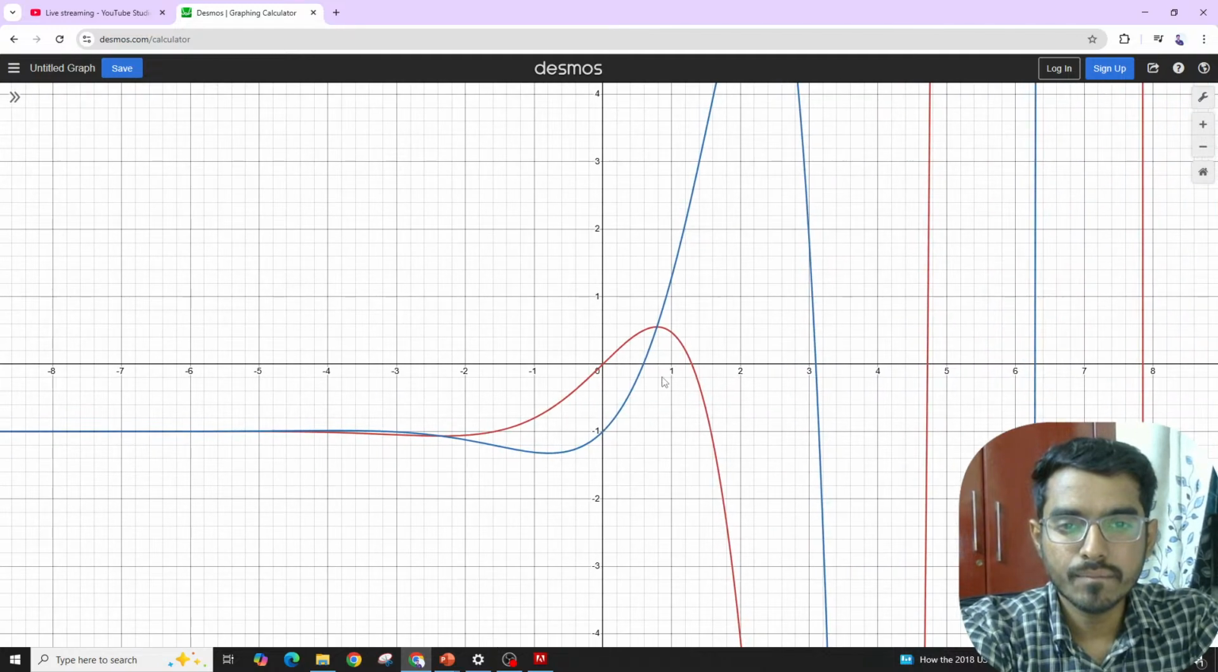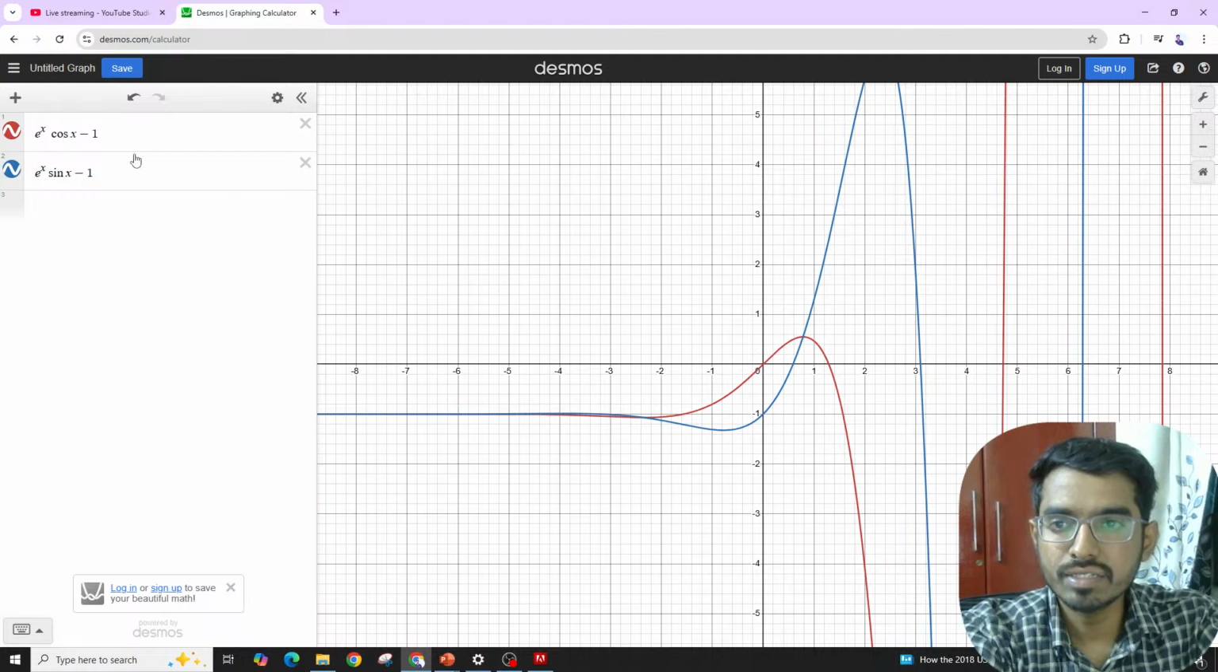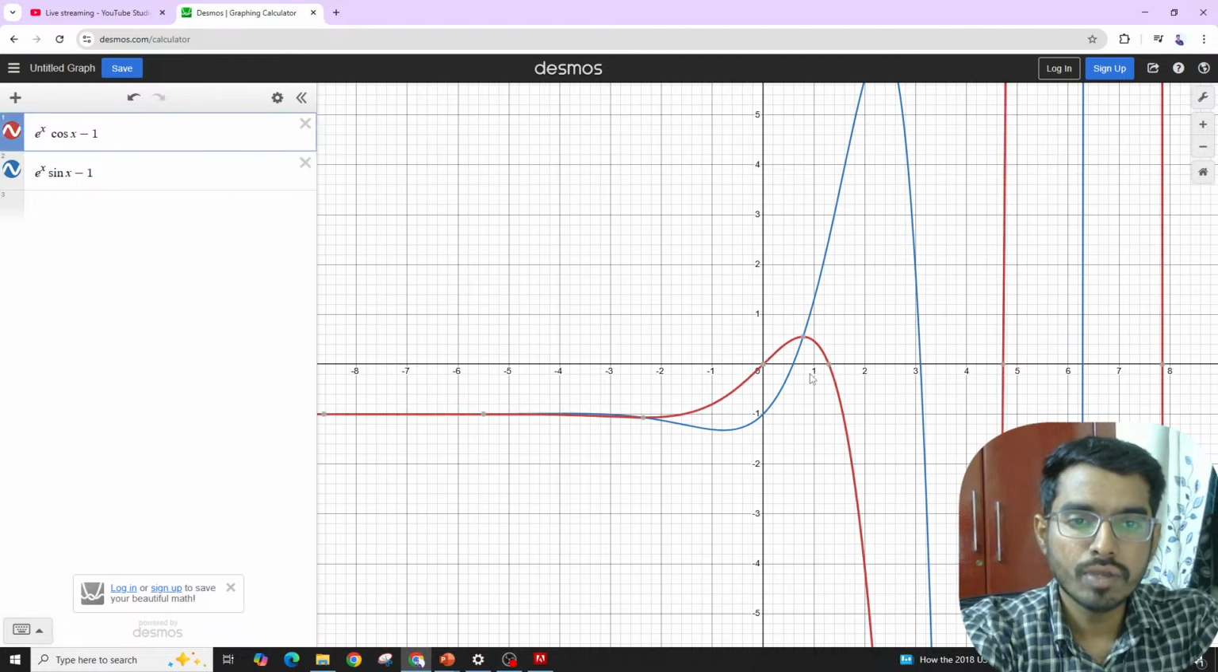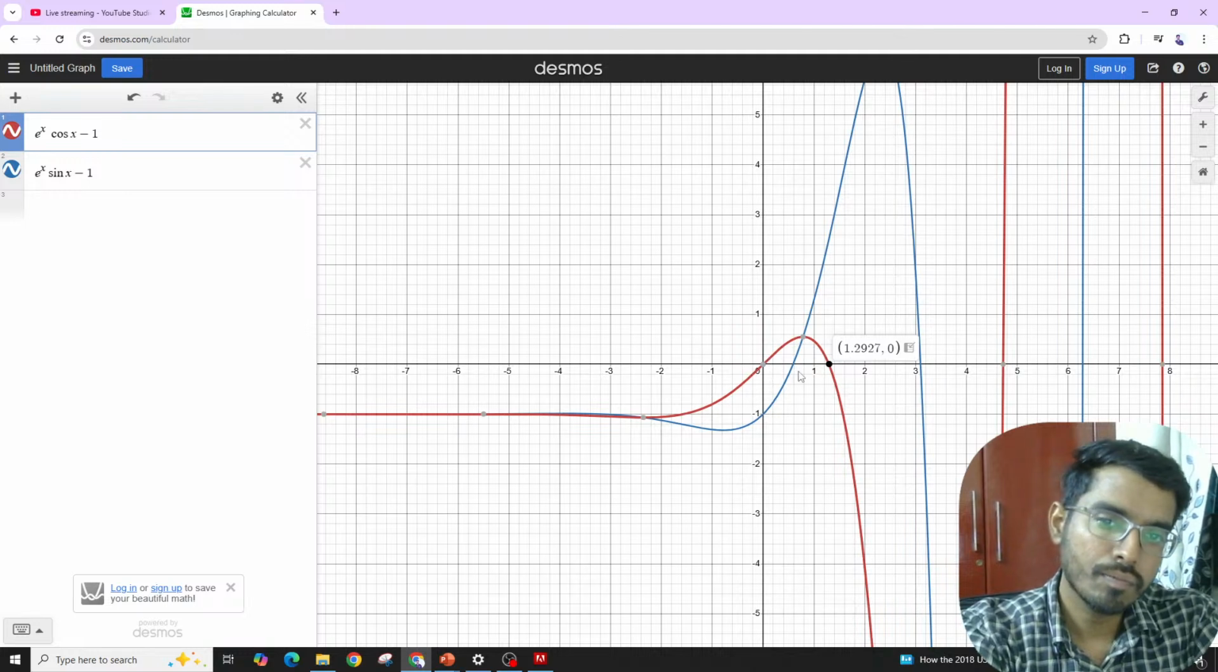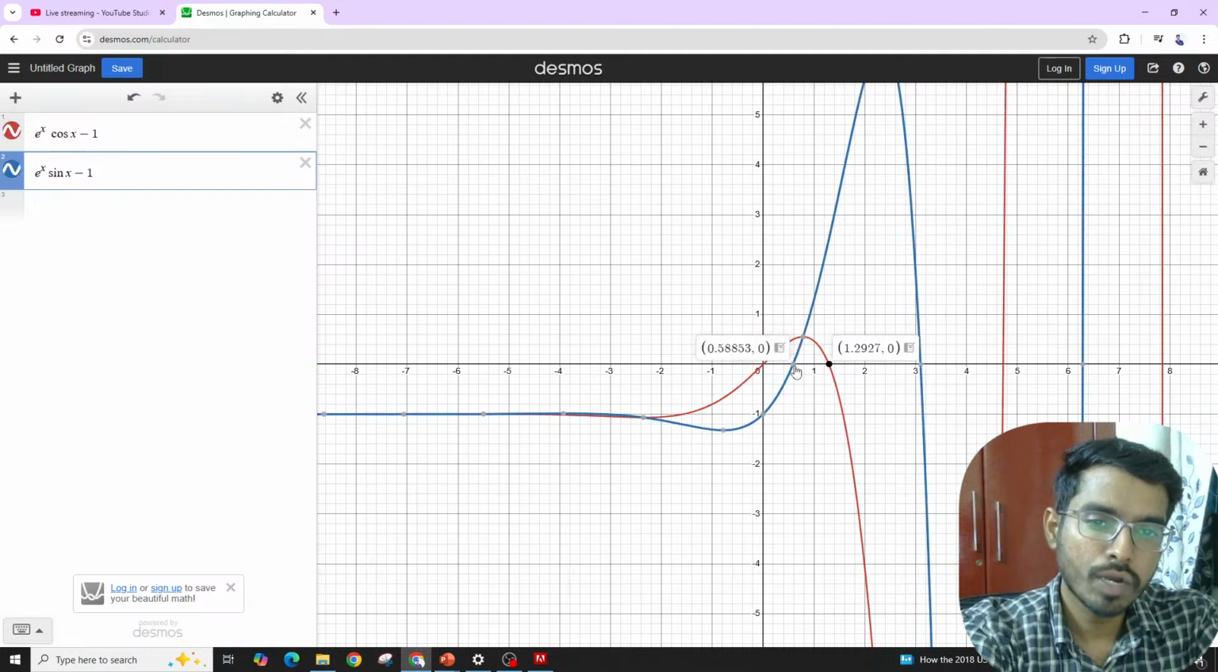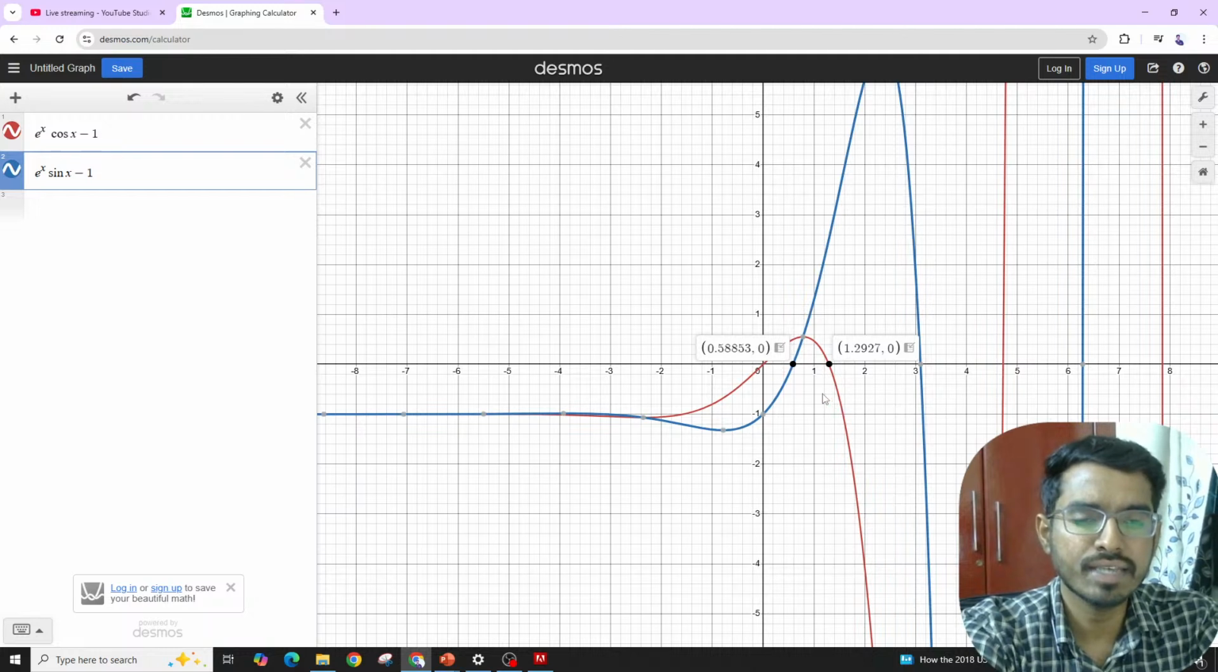You can see the red graph is e power x cos x minus 1. Between two roots of e power x cos x minus 1, there is one root of e power x sin x minus 1. You know what a root is, right? It's a point where the graph crosses the x-axis. You take any two roots of e power x cos x minus 1, and there will be a root of e power x sin x minus 1.